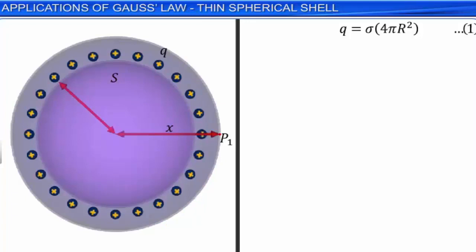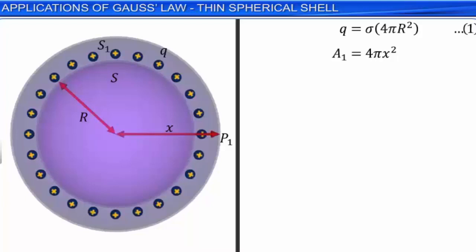For this, let us imagine a sphere S1 of radius x around the charged thin spherical shell. Here, x is greater than r. This imaginary sphere S1 of radius x is a closed surface and it has area A1 equal to 4 pi x square. The imaginary sphere is the Gaussian surface.